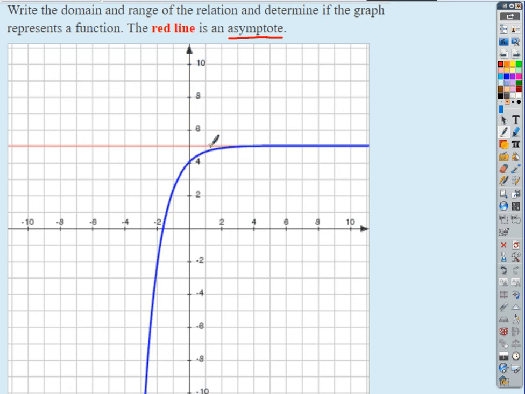So let's look at this example. Well, you already told me that the domain is all real numbers, right? That's no big deal. But what about the range? If I project this blue function onto the y-axis to look at the range, what am I going to get? Is there going to be an endpoint?